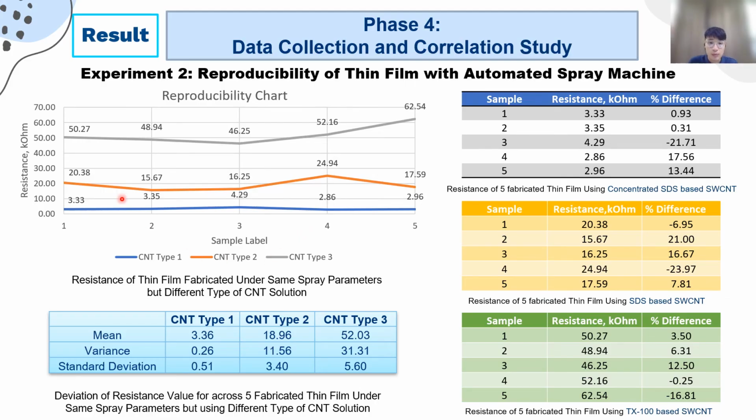In terms of the reproducibility test, the CNT thin film is reproduced 5 times under the same spray parameters, and the test is repeated by using another 2 types of CNT solution as written here. The result shows that the maximum percentage difference of the resulting resistance from its mean value is not more than 25. So the reproducibility for such a sensitive material is very high.